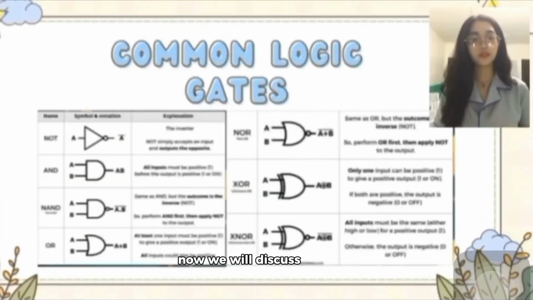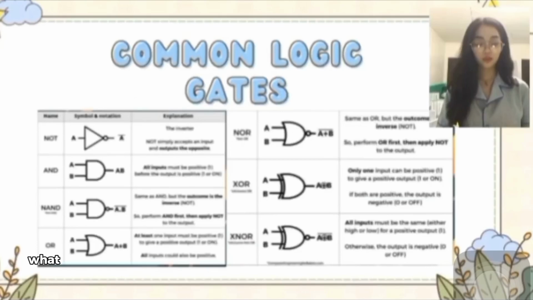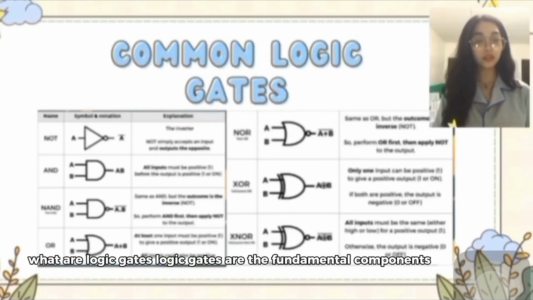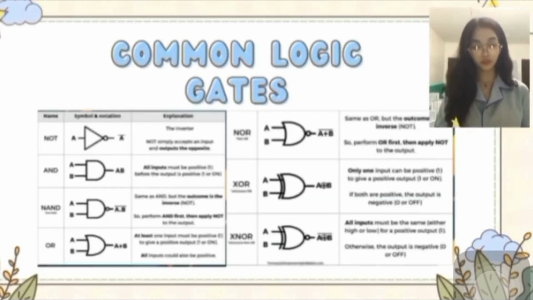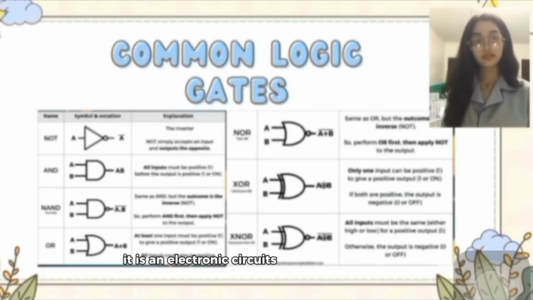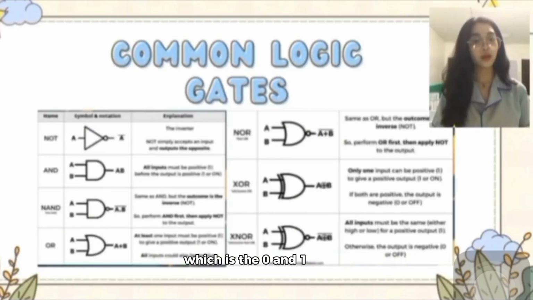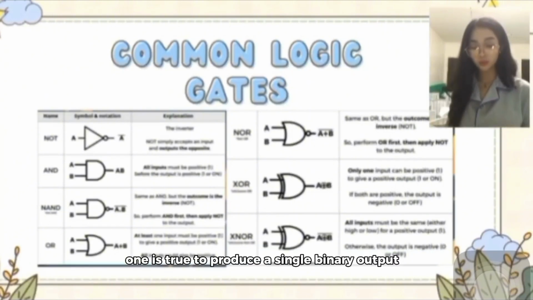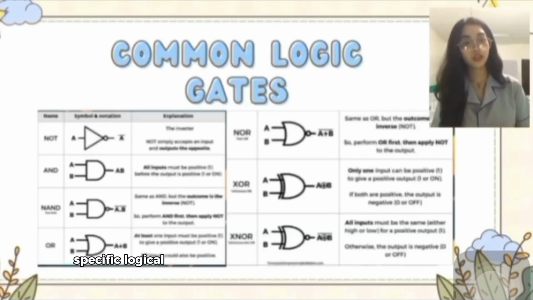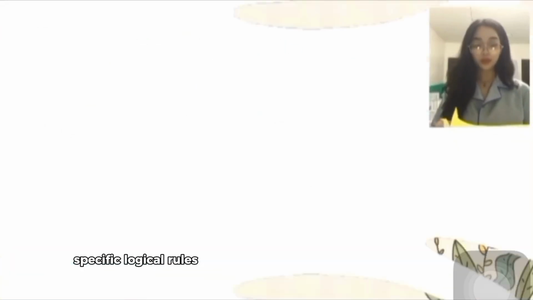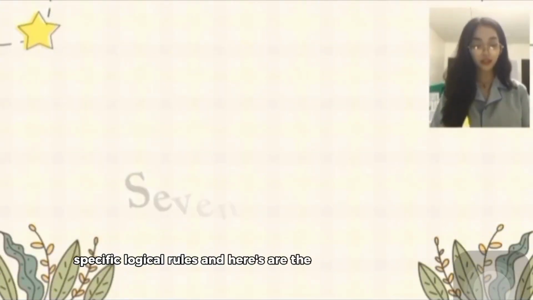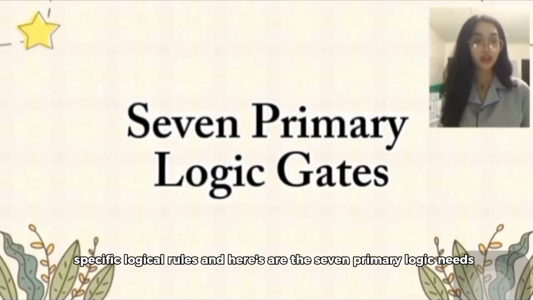Now, we will discuss logic gates. What are logic gates? Logic gates are the fundamental components in a computer. It is an electronic circuit processing binary input, which is the 0 and 1. 0 is false, 1 is true, to produce a single binary output based on specific logical rules. And here are the 7 primary logic gates.